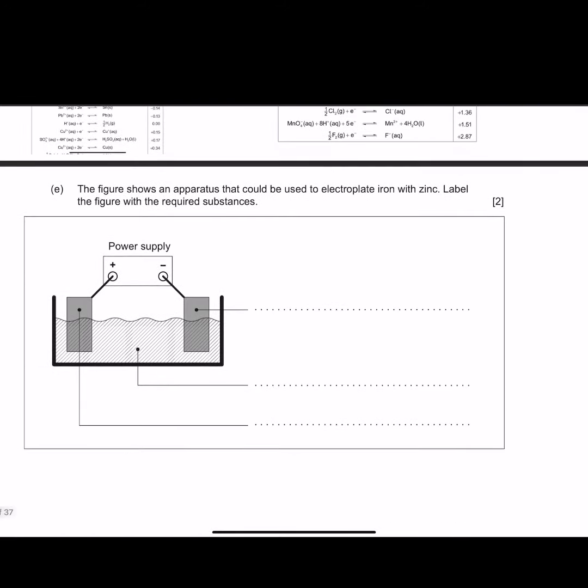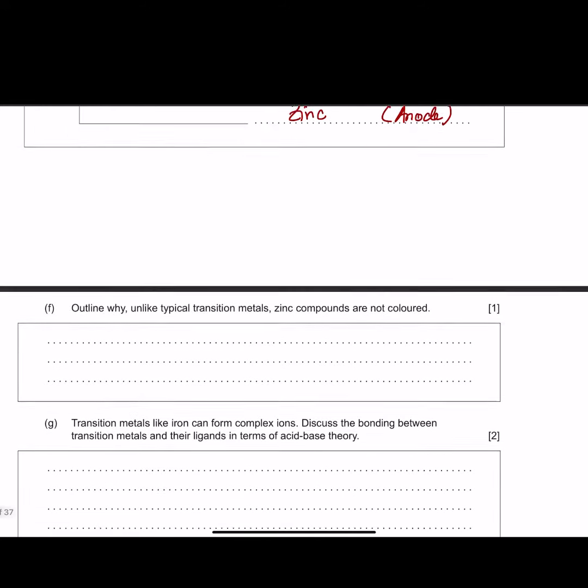Let's move on to part E. Now, this is pretty simple. This is the normal electrolysis setup. I know that the cathode is connected to the negative charge and the anode is connected to the positive charge. Now we are electroplating iron with zinc. So we put iron on the cathode side and zinc on the anode side. As we are electroplating iron with zinc, we have to choose a solution that has zinc ions in it, or basically a soluble zinc salt. So I can just write ZnSO4 here, and this will be the correct answer to this question.